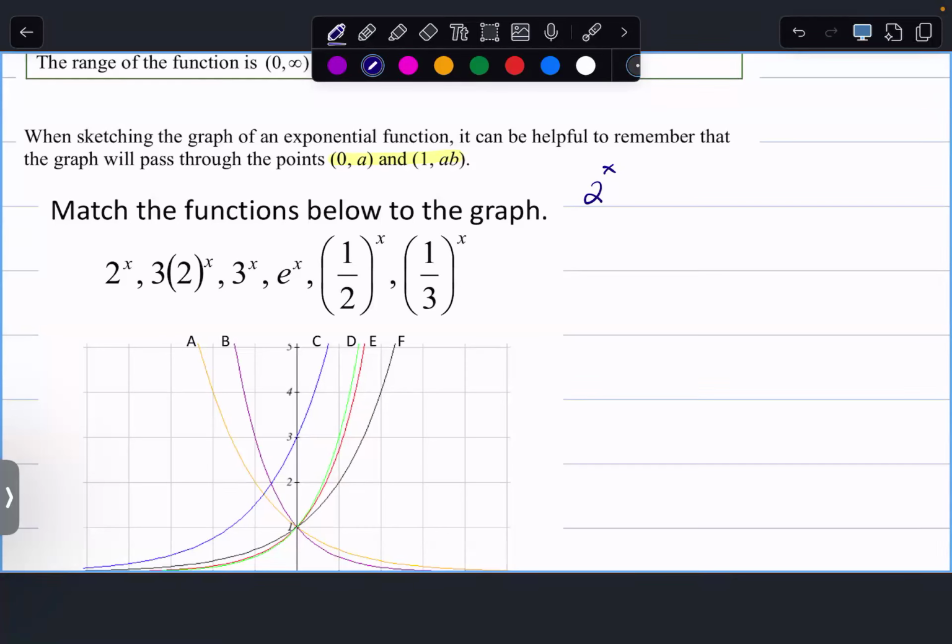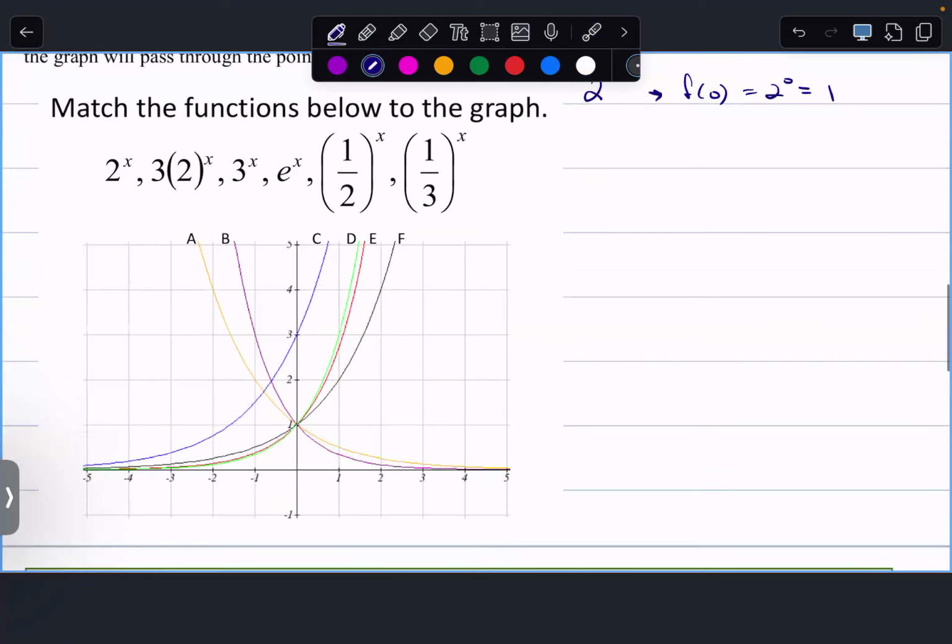Let's see here. f of 0, that's a good place to start, right? If I let x be 0, then I should get a. Now, 2 to the power of 0 is 1. So if I go down here, it's one of these in this cluster. So that doesn't really narrow it down. That's all right. We'll keep going.